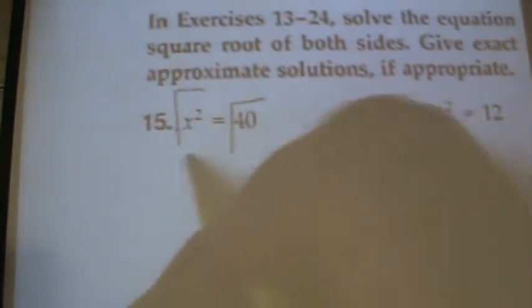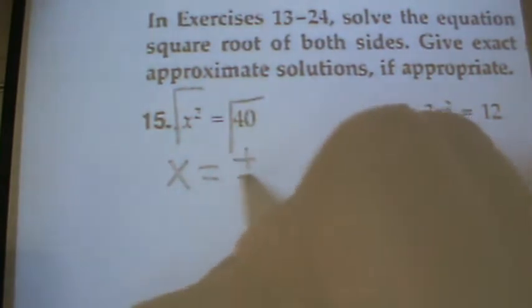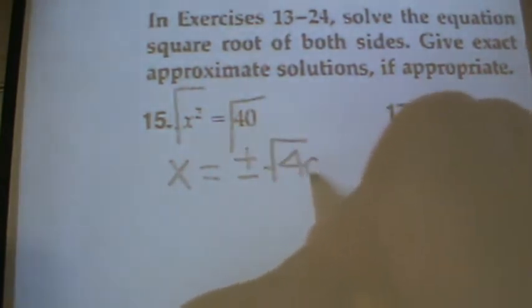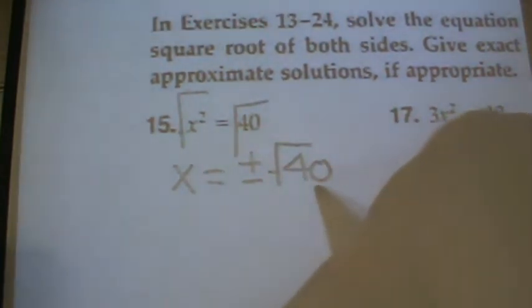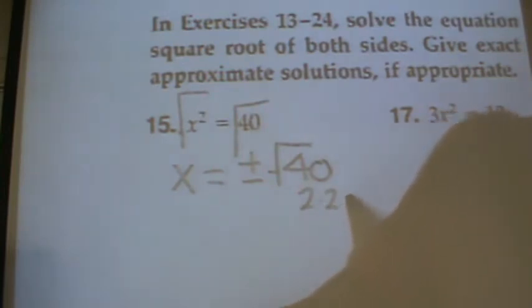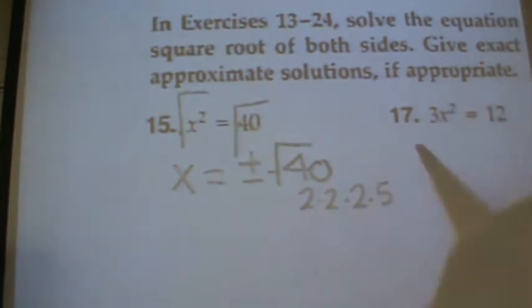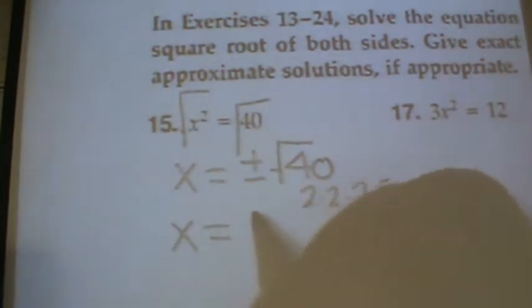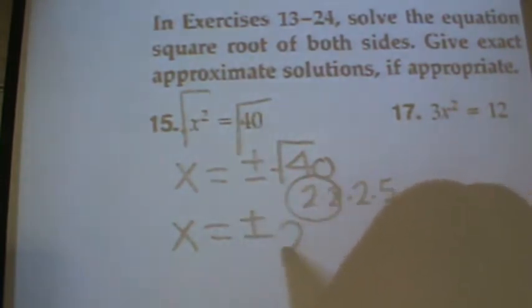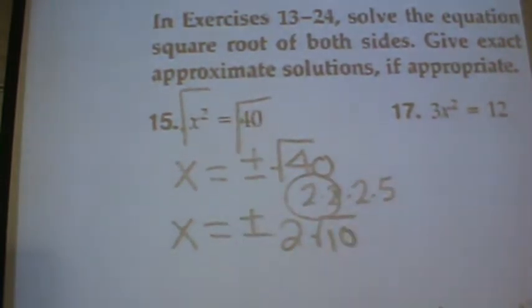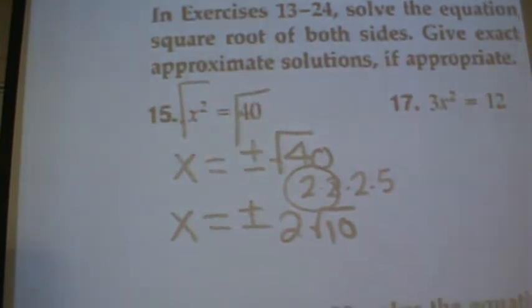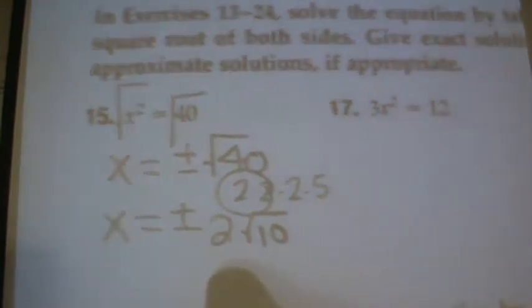Can you simplify √40? How do you simplify it? 40 is 8 times 5, so it is plus or minus 2 root 10. So that's the exact answer.